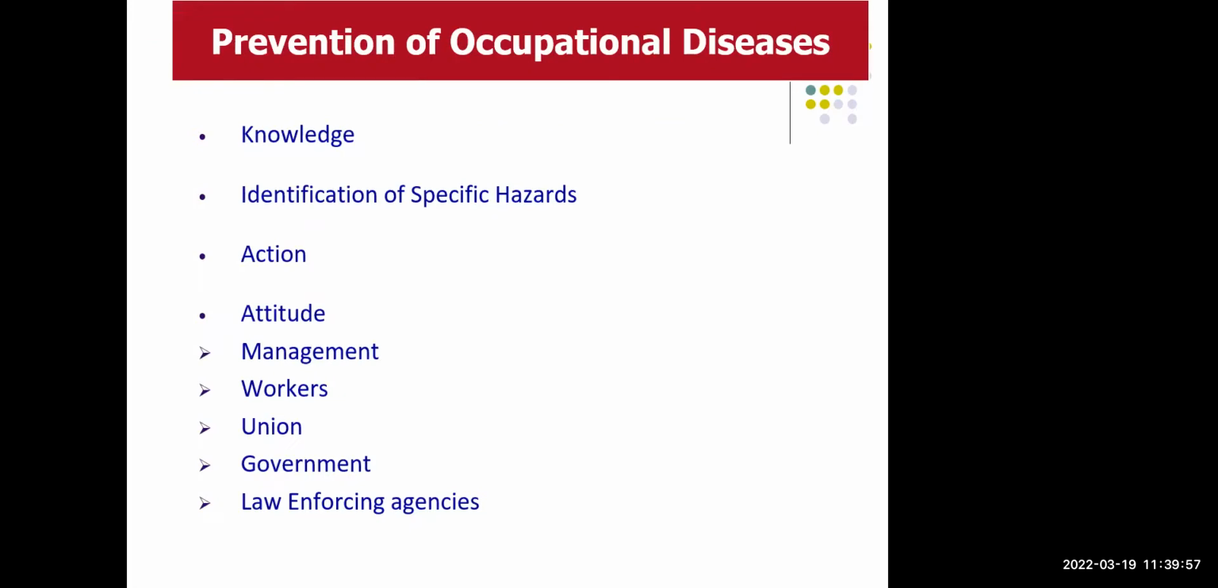Now we have discussed all these hazards. So how to prevent that now? First is the knowledge, very important. All managers and supervisors must be trained for occupational health. Okay. What are the hazards and what can be done to prevent those hazards?